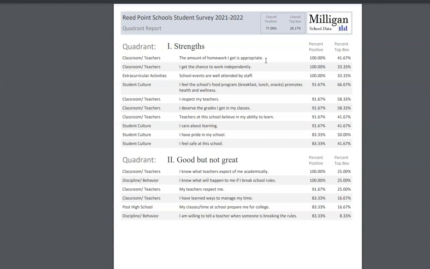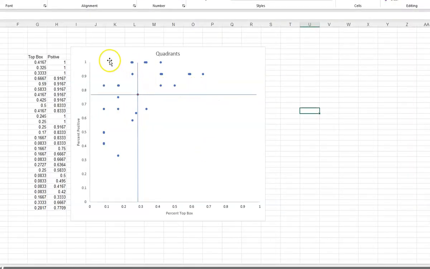The next quadrant we look at is called good but not great. And so if we go back to here, that's this quadrant right here. And what this is saying is that the percent top box is lower than average, but the percent positive is higher than average.